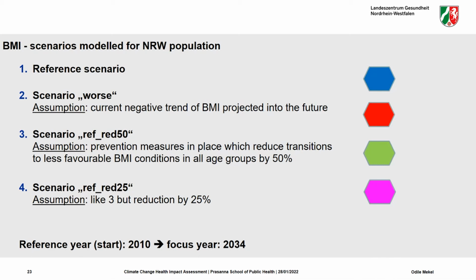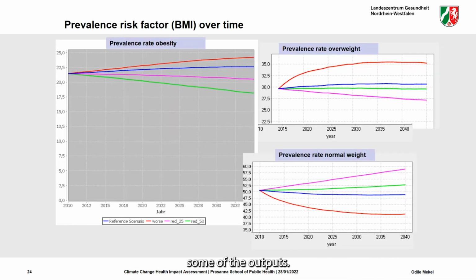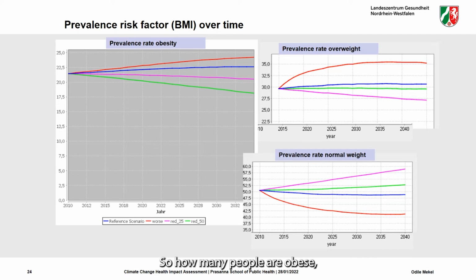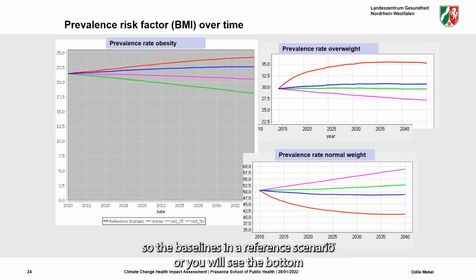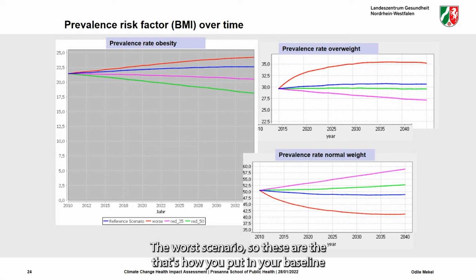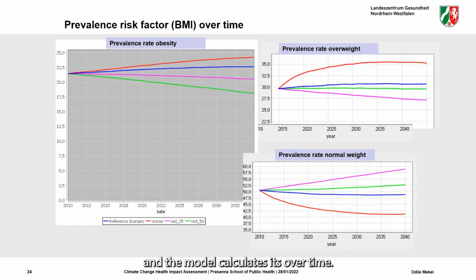And the next slides show you some of the outputs. So over here, the prevalence of the risk factor BMI over time. So how many people are obese, overweight, and normal weight. And the blue line is the current baseline and reference scenario. On the bottom you see the timeline, 2010 till 2035, and you see the red one. The red scenario is the bad scenario, the worst scenario. So you put in your baseline and the model calculates it over time.